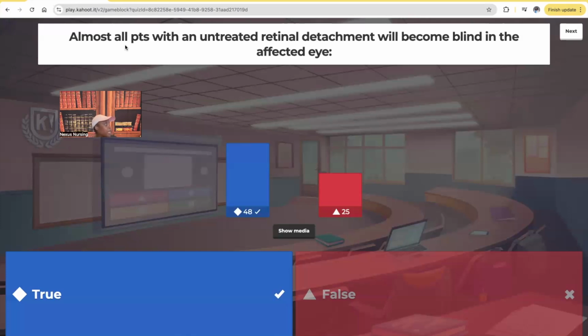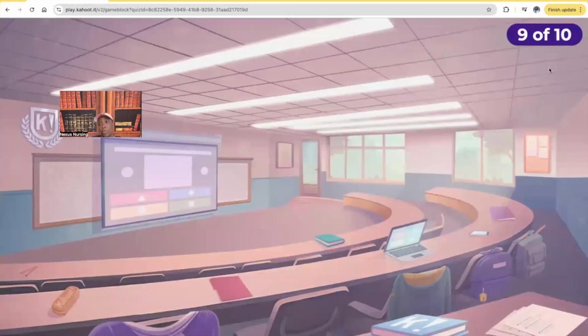Guys, this is the difference. You got to learn how to think critically. You can't try to be a robot. This is how NCLEX catches you. All right. Don't say I didn't warn you.